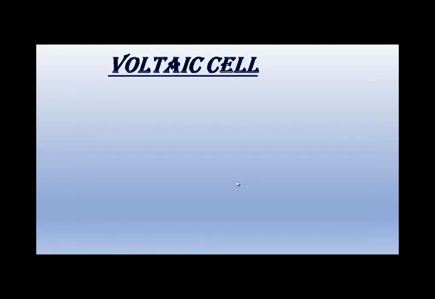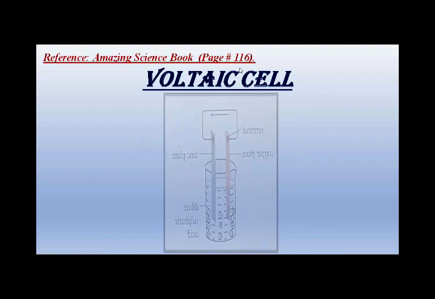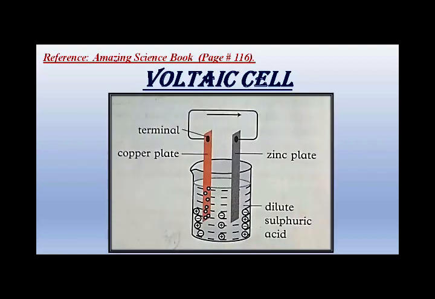So students, we will move towards the third diagram, and the diagram is the voltaic cell. This diagram is also available in your Amazing Science book on page number 116. What is the voltaic cell? First of all, I want to share some information. A voltaic cell is an electrochemical cell that uses a chemical reaction to produce electrical energy.